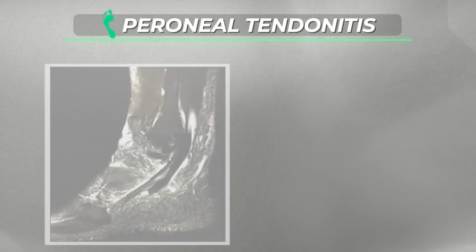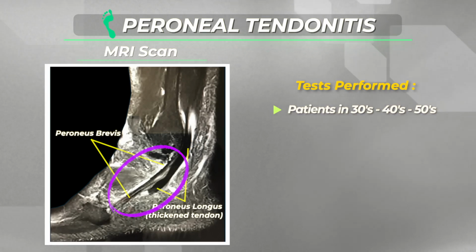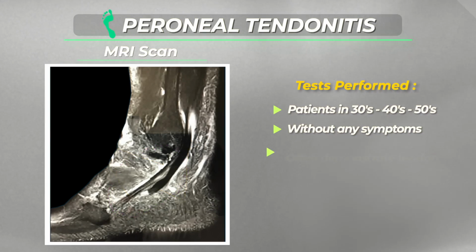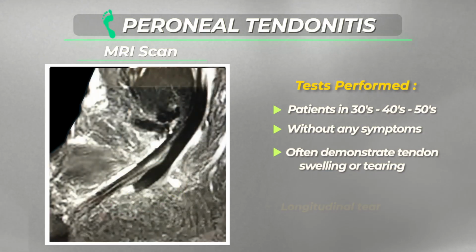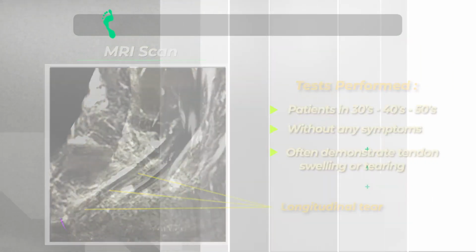We know this because MRIs of the ankle performed on patients in their 30s, 40s, and 50s who do not have any symptoms at all often demonstrate microscopic injury, swelling, and even partial tearing of the peroneal tendons.